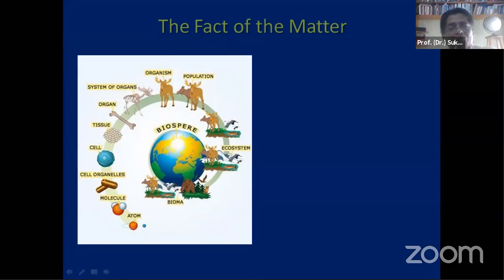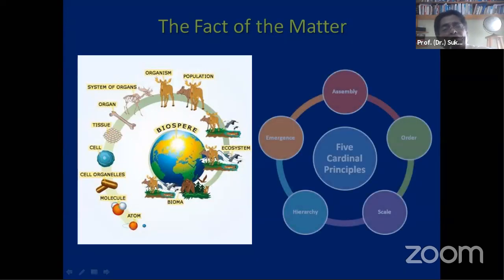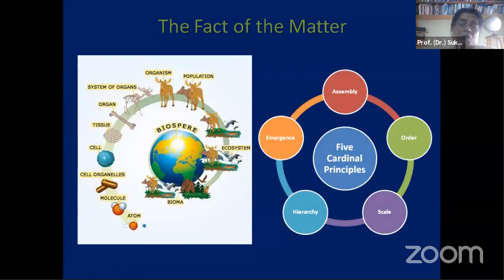There seem to be some principles at work. And if we give a little bit of thought, we see there are 5 cardinal principles at work in this world. First one is assembly or organization. Atoms get together, they organize themselves, they assemble, they form molecules. The molecules form, let's say, cell organelles, and organelles form cells. And it is not just limited to the biosphere. It is in the inorganic world as well.